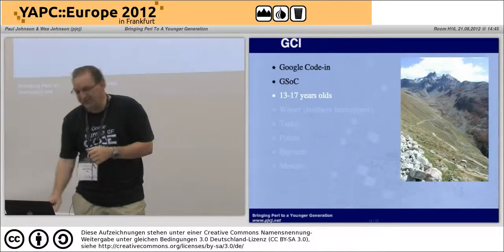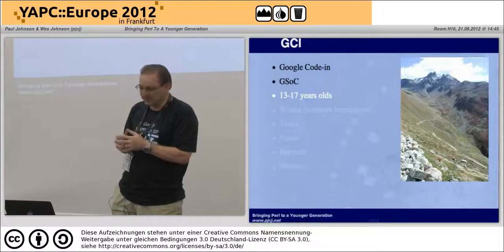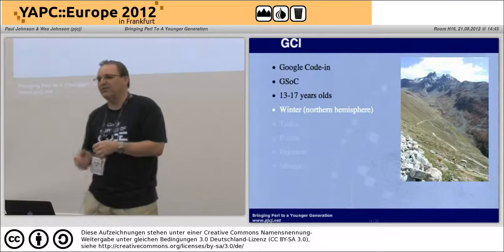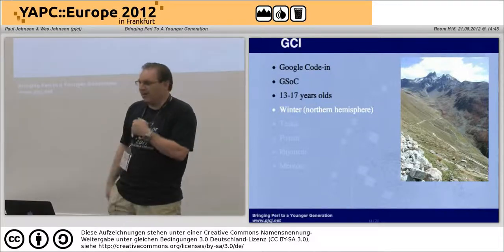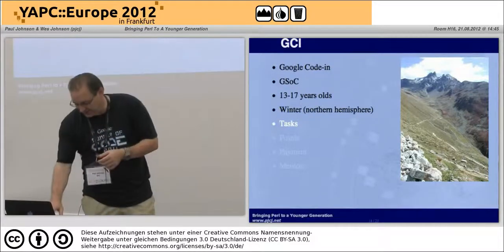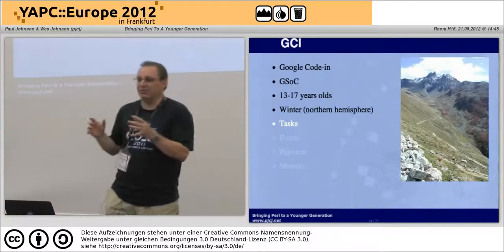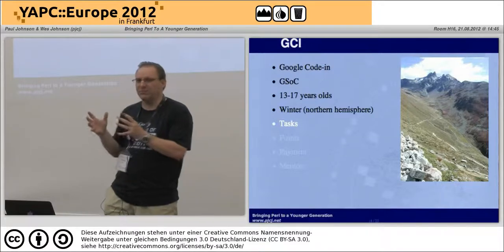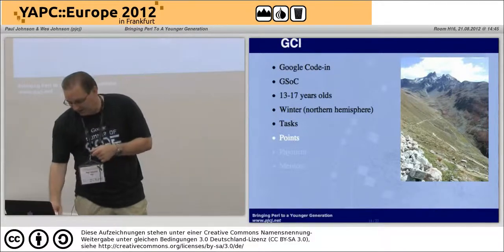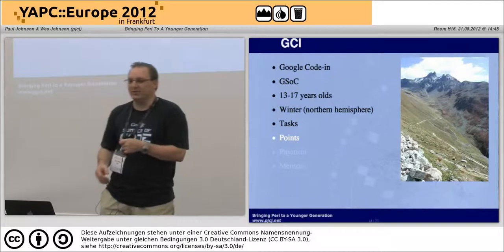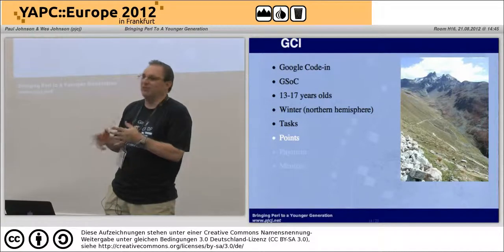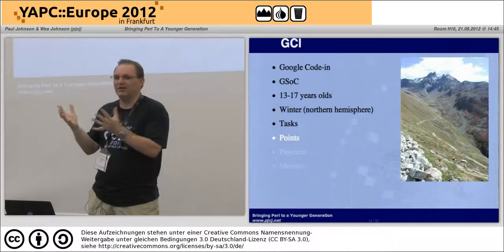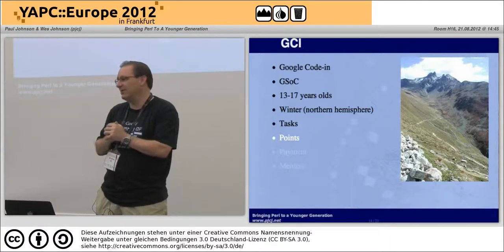GCI, the Google Code-in, is aimed younger than that. It's aimed at 13 to 17 year old pre-university students, and it takes place over winter in the Northern Hemisphere. And the way it works is that there are a number of tasks available which organizations have, which students are then able to choose what task they want to take. And for every task they complete, they get points. And Google runs it as a contest, and the top 10 students get invited over to Google's headquarters, expenses paid trip over there.